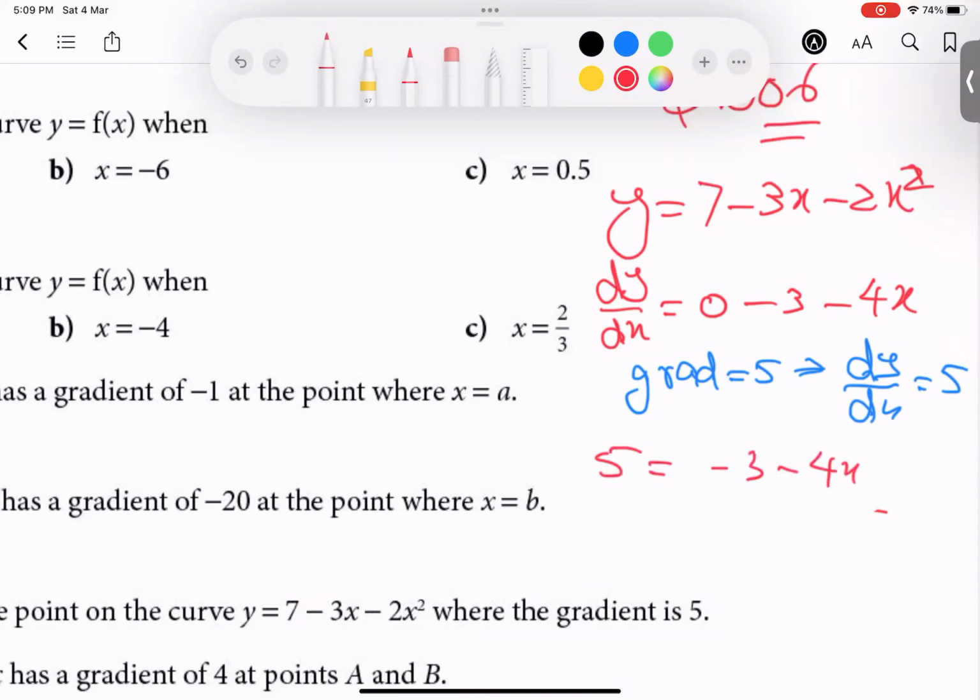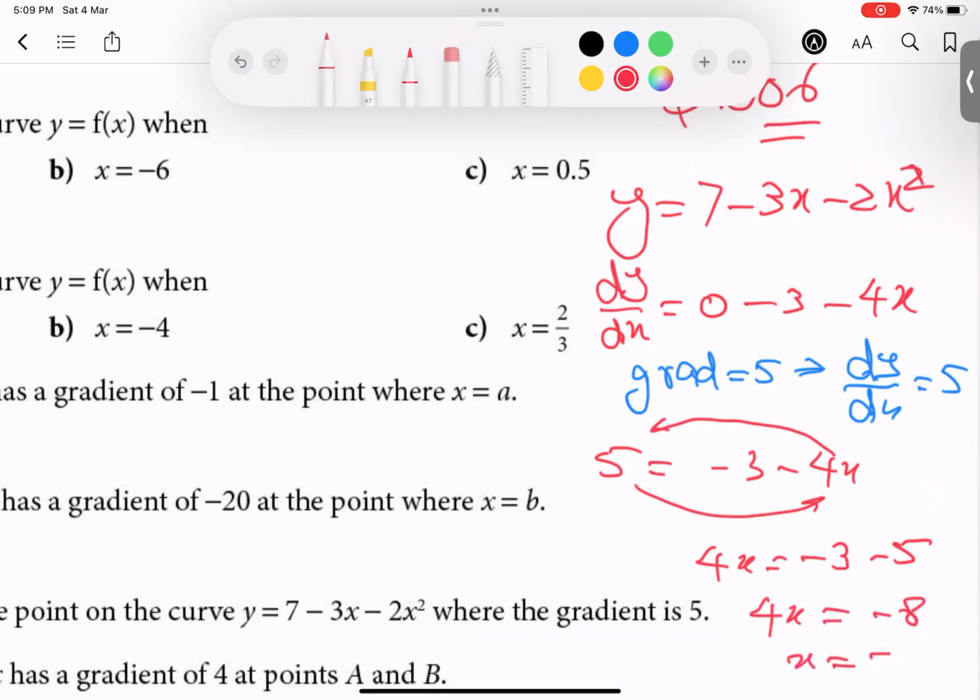5 equals -3 -4x. This -4x comes to this end, 5 goes to the other end. I get 4x positive and -3 and -5. And ultimately what I get from here, I get 4x is equal to -8, and x becomes -2.